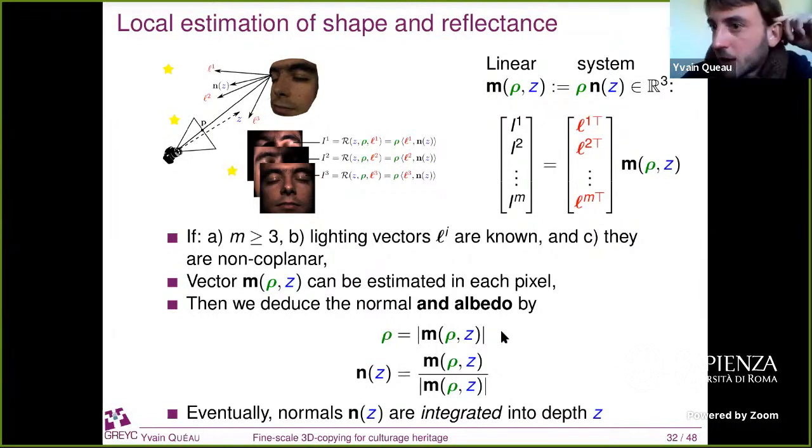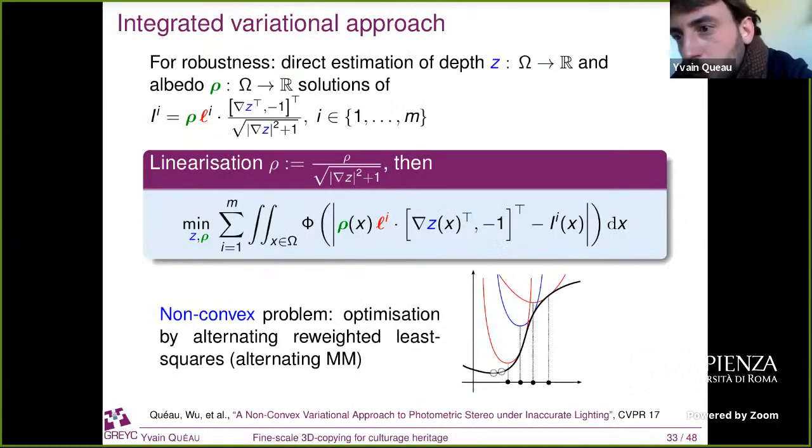Eventually, once I have the normal in each point, I can solve, for instance, the Poisson equation to get back to the unknown depth map. So this is a very, very basic and naive strategy. It works in practice as long as you don't have too many outliers in the scene. In the real world, there are outliers because the surfaces can be partly specular, there can be shadows, etc.